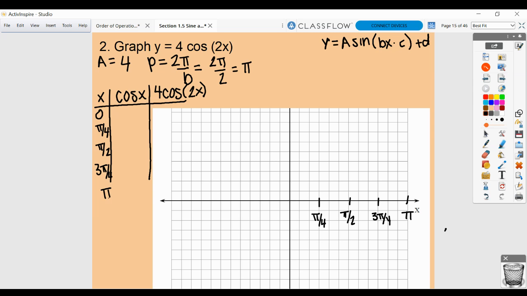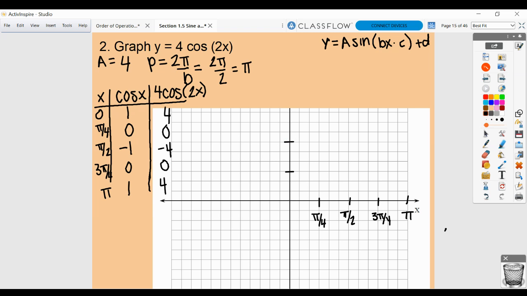Okay, looking back, the original cosine y values are 1, 0, -1, 0, 1. Hopefully you will end up memorizing those because it will be a lot easier and we use them so much. Then finally, we are just going to take the 4 and multiply it by these numbers. So 4, 0, -4, 0, 4.